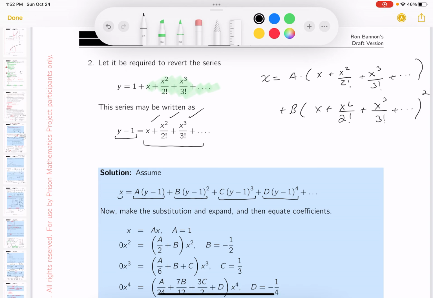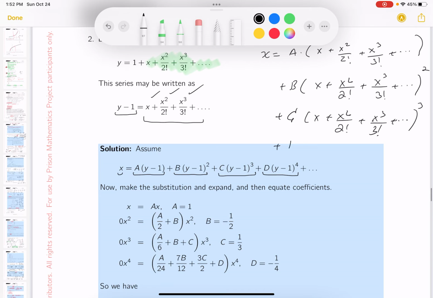And that's going to be what? Squared, right? And you keep going, plus c, x plus x squared over 2 factorial, x cubed over 3 factorial, and so forth, cubed, and so on, right? D would be what? Plus d, x plus x squared over 2 factorial, x cubed over 3 factorial, and so on, to the 4th power. You could do e and so forth and so on.